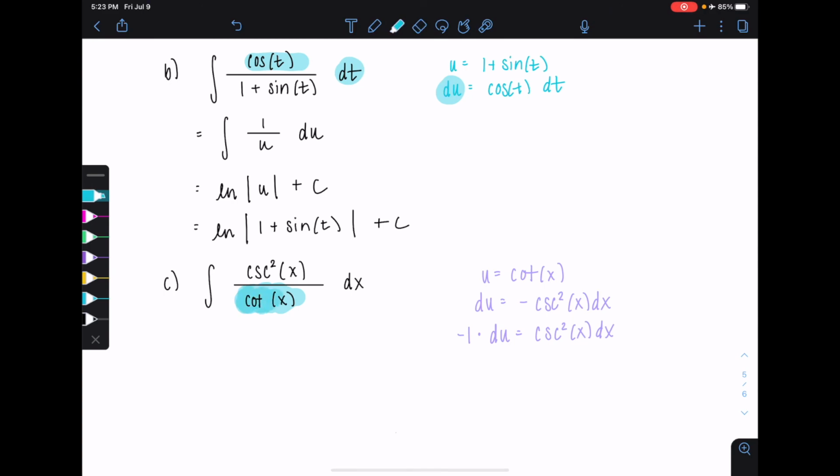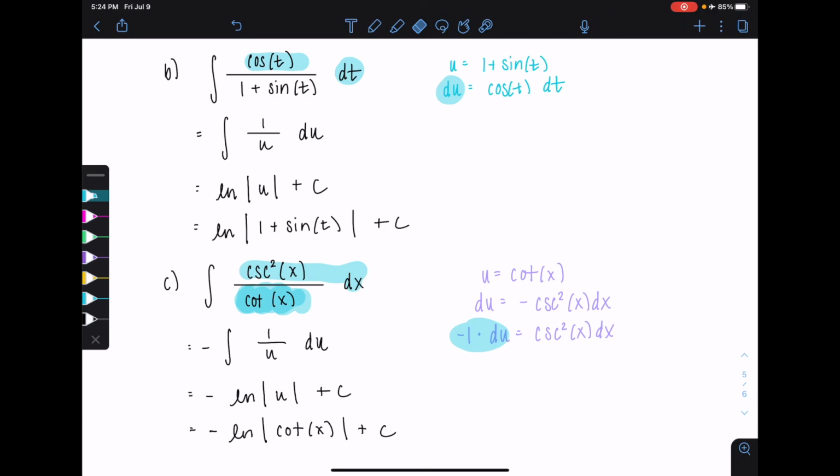I'm just going to introduce a minus sign when I change these variables. So this becomes 1 over u in the bottom. The cosecant squared of x dx gets sucked into my du. So this becomes negative integral of 1 over u du. Again, that's just our natural log, so it's negative natural log of the absolute value of u plus c. And then plugging u as cotangent, we get negative natural log of the absolute value of cotangent of x plus c.